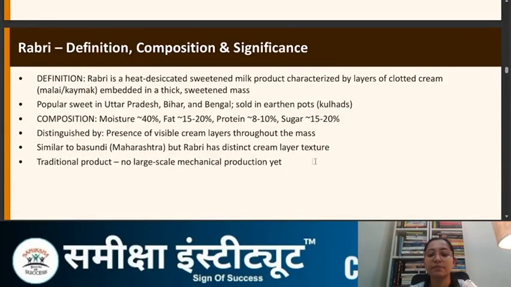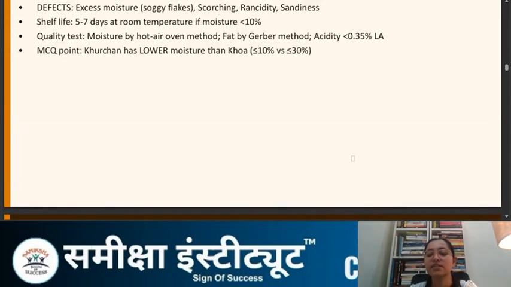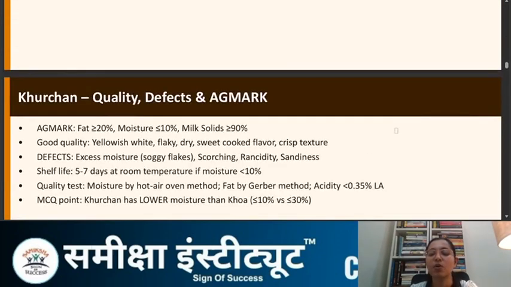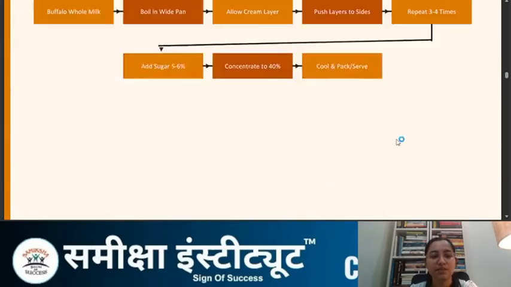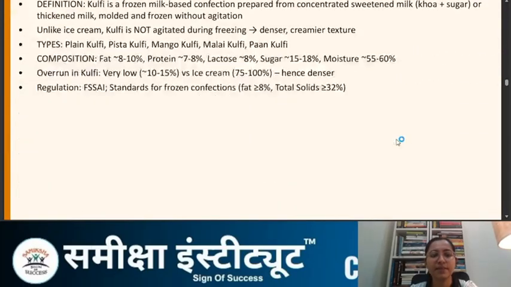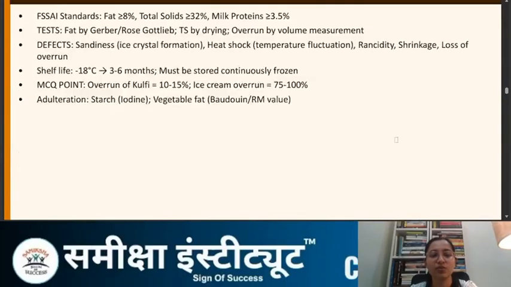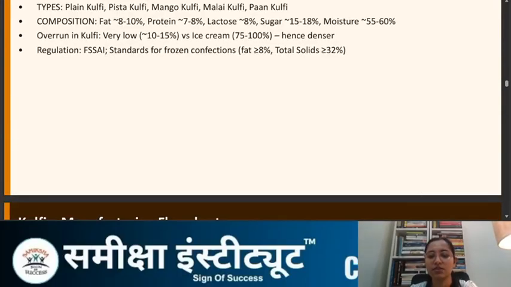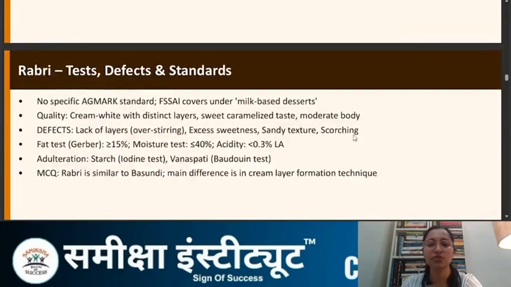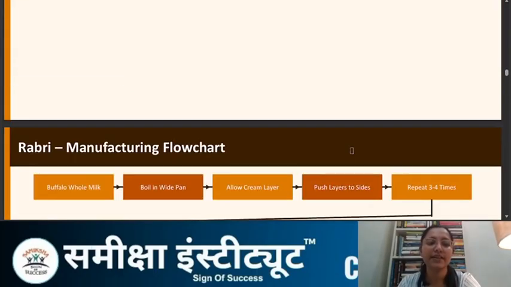So next is rabdi. We'll continue this in the next class. Today we discussed the products which were from whole milk. Okay, let's complete the rabdi and kulfi as well. It's already around 50 minutes, so we'll continue rabdi in the next class.